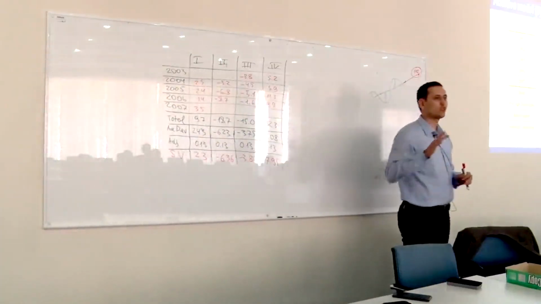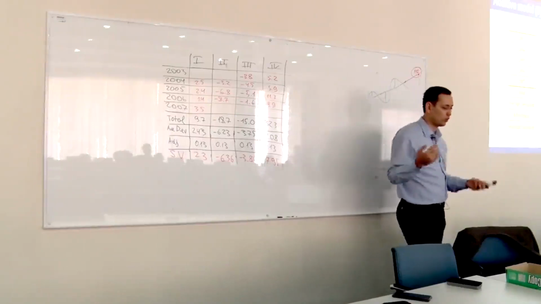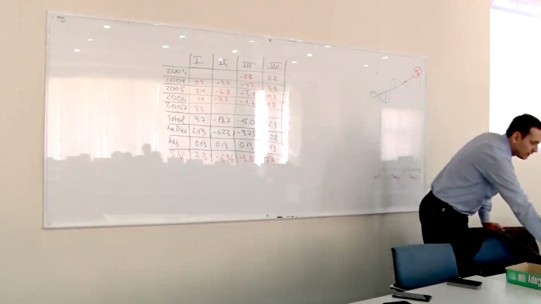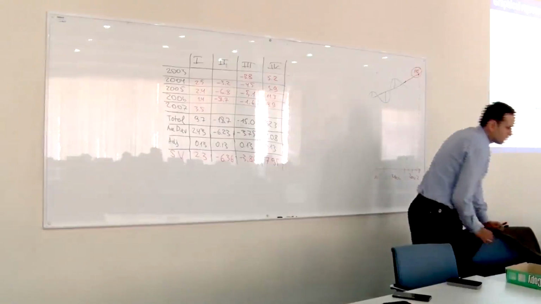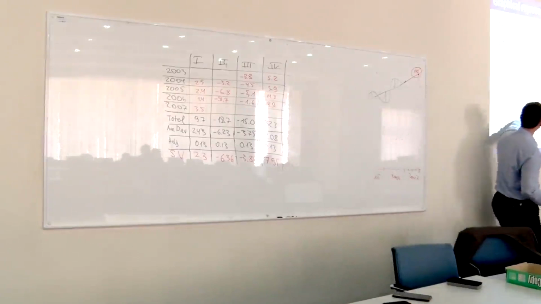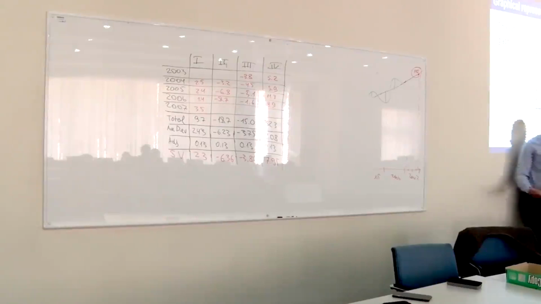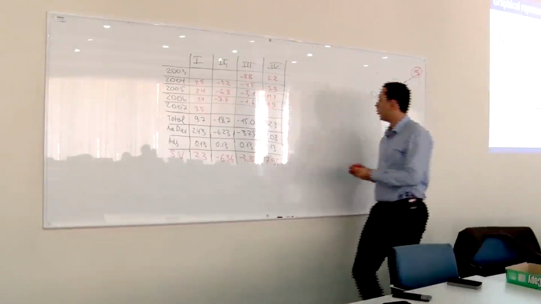What was the first question they asked us to find? And what was the task? The task was to forecast the sales for 2007, the fourth quarter. Okay, the fourth quarter. Now, our formula to find this was what?